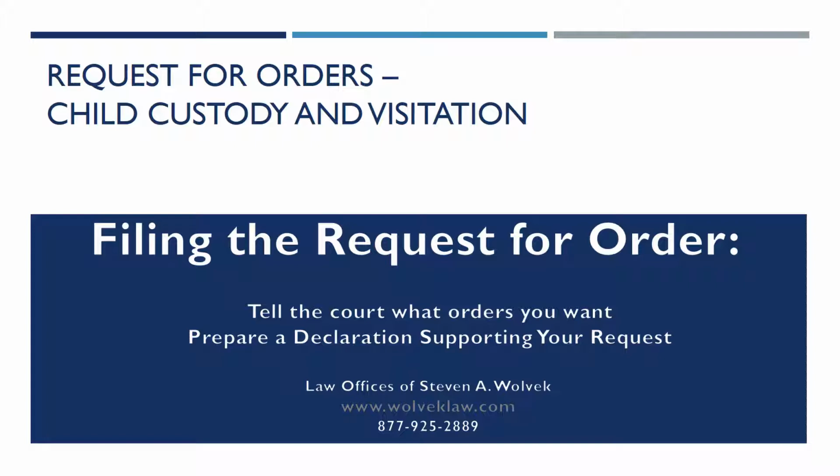In this short video, I talk about how to file a request for order for child custody and visitation in California. To get temporary child custody and visitation after the case is filed and before a trial or settlement, you file a request for an order. This form tells the court what orders you're asking for, and you have to prepare a declaration to support your request.